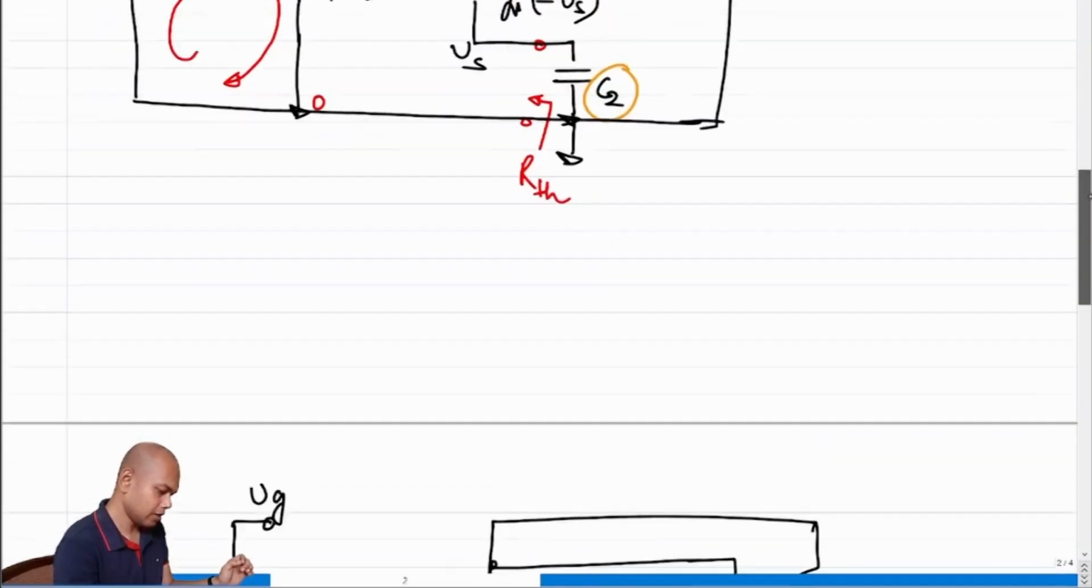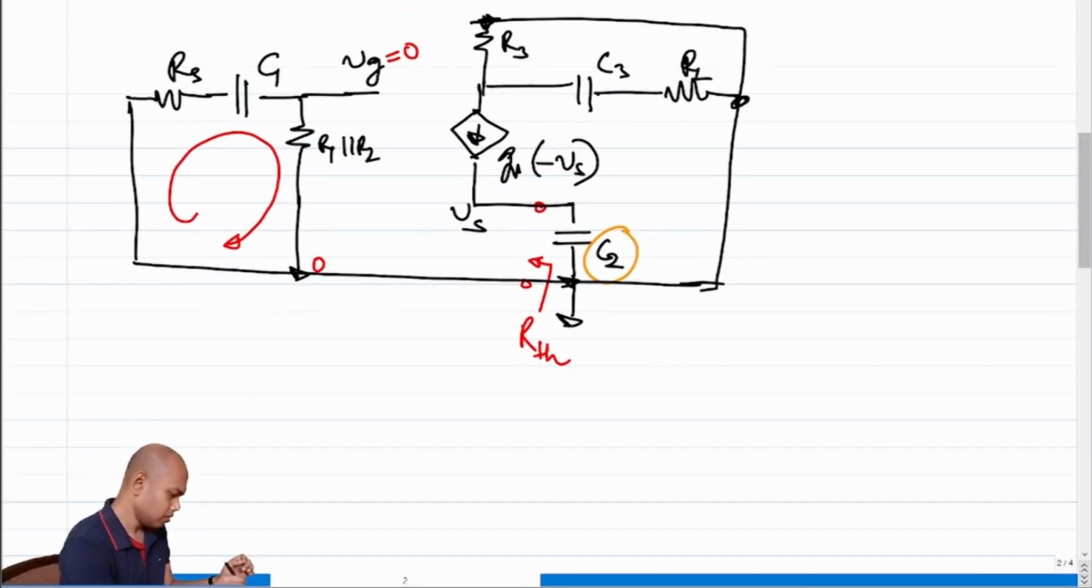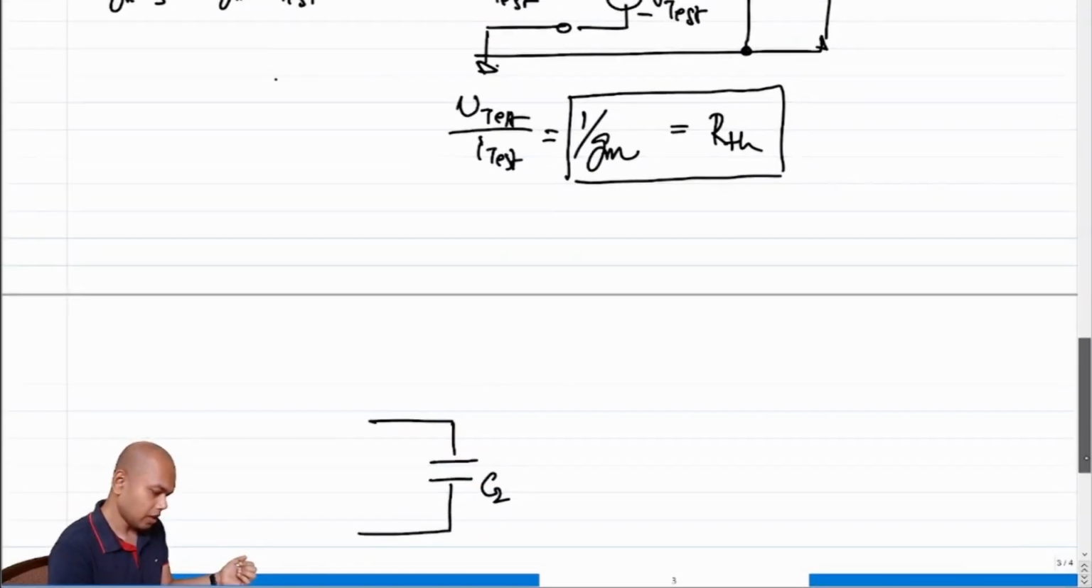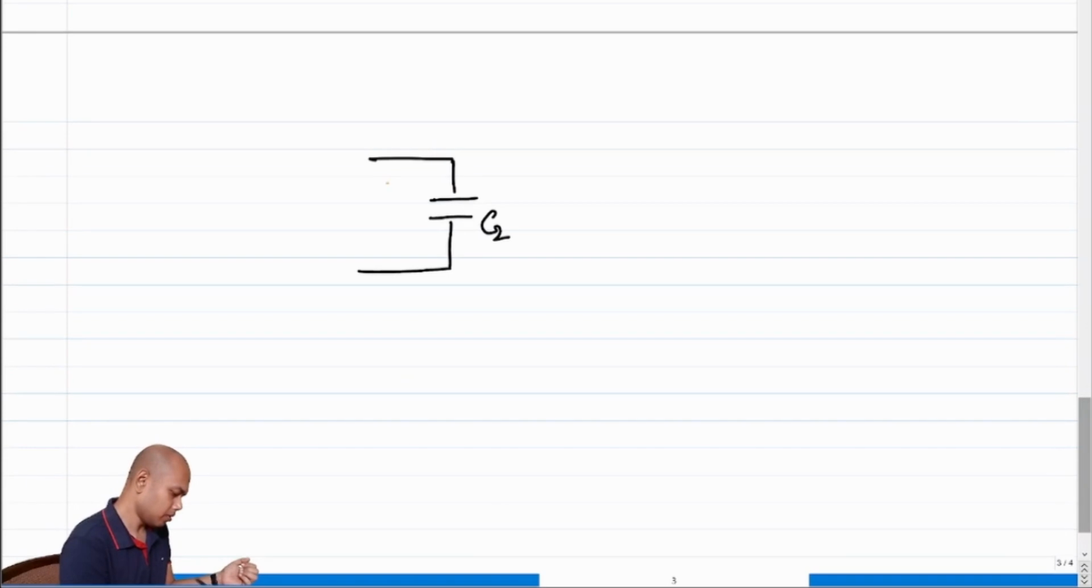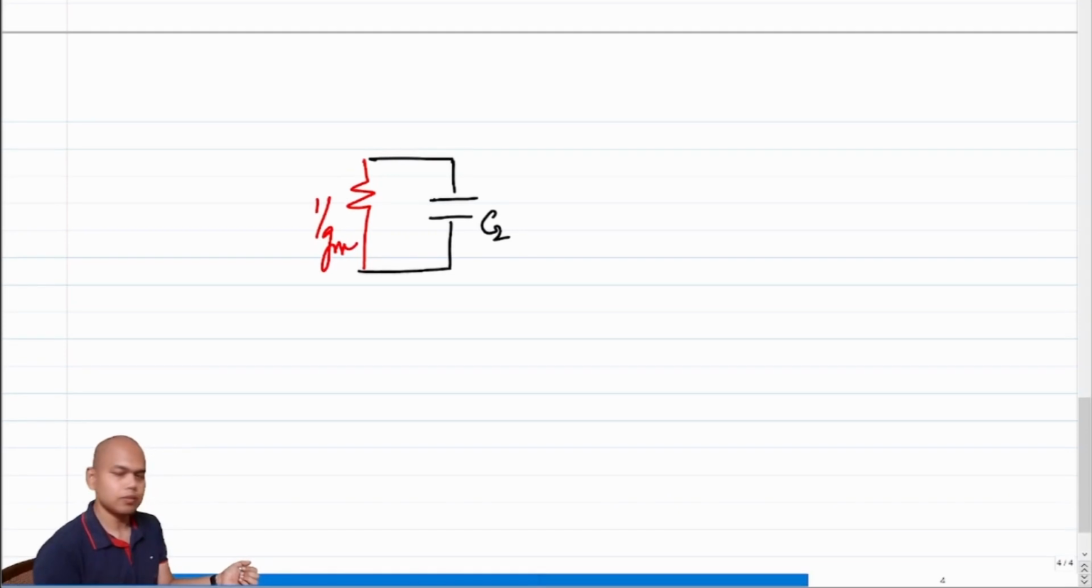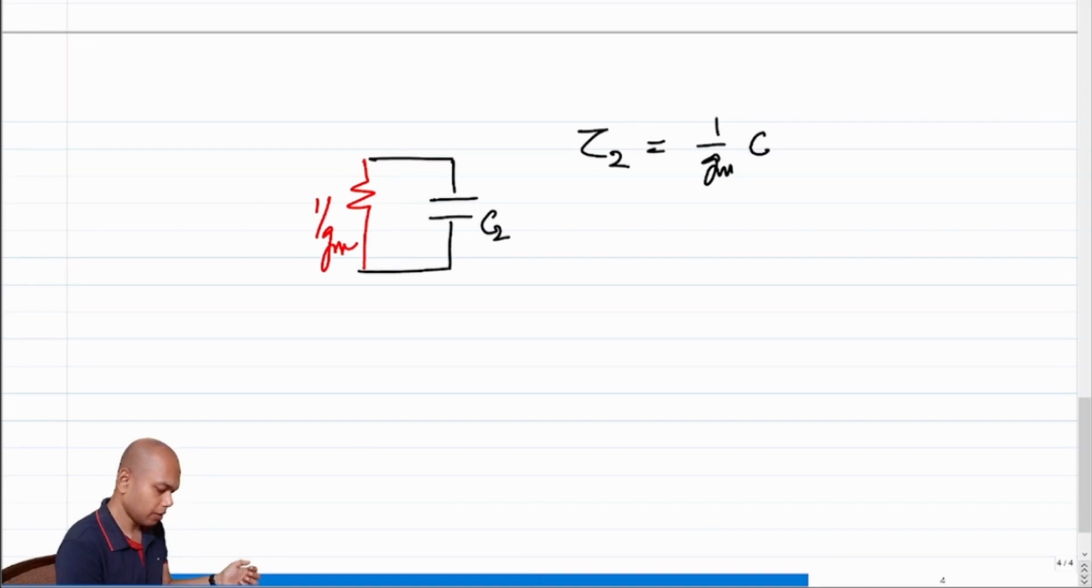What I'm essentially asking is, what am I seeing this side? I am seeing RTH. What is RTH? RTH is 1 over GM. So what do I see here? I see 1 over GM, right? So now, what type of circuit is this, what is the order of this circuit? Obviously the order of the circuit is first order, so we can associate a time constant. What is the time constant associated with the capacitor C2? Let's call it tau 2, that is 1 over GM times C2.